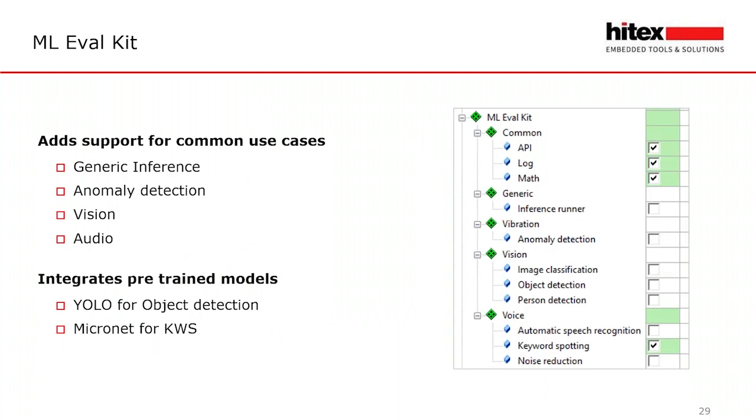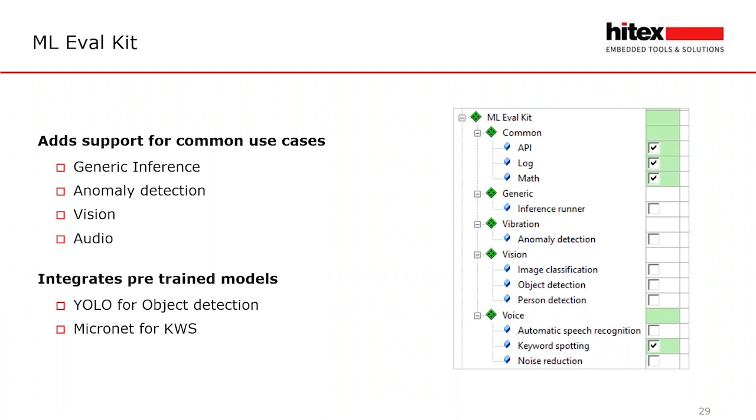Also available as a pack is an ML evaluation kit that's available from ARM. So again, this adds some high-level C++ code for common use cases. So we have a generic inference. We can also have some anomaly detection, various vision classification, and also audio classification as well. So again, these are very, very useful bits of C++ code that do a lot of the low-level work for us. Also included in this kit are a set of complex pre-trained models as well.